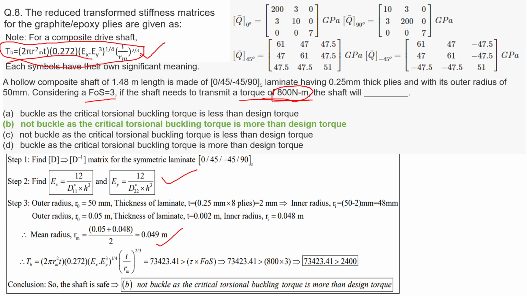Then you have to compare this TB value with the design value considering the factor of safety and see which is higher. So by equating this you will see that your critical torsion buckling torque is higher than what is designed. That's why option B is correct: it will not buckle as the critical torsional buckling torque is more than the design torque. So these are the steps to solve this question. The equation is already given, so we have to find this equation value and then compare it with the torque value for the designed shaft. From that we can answer whether it will buckle or not.